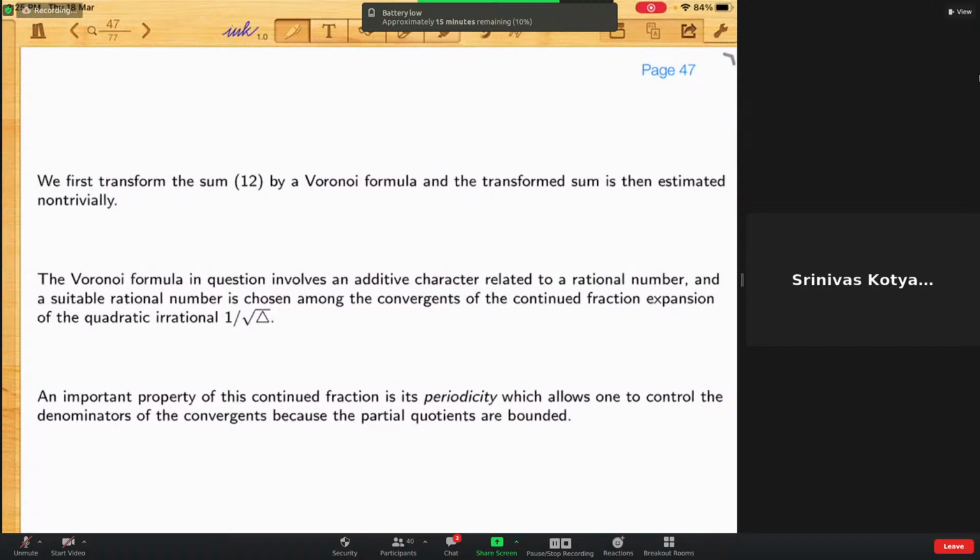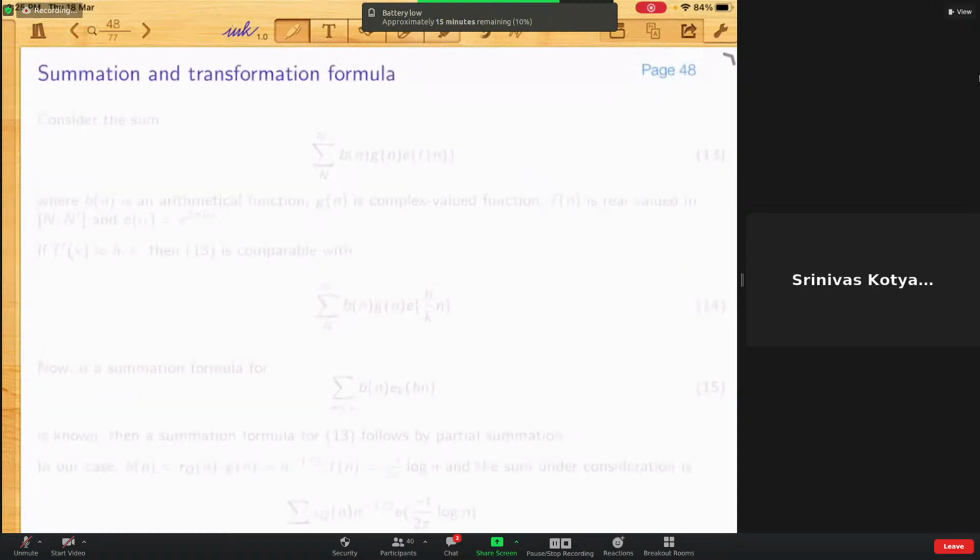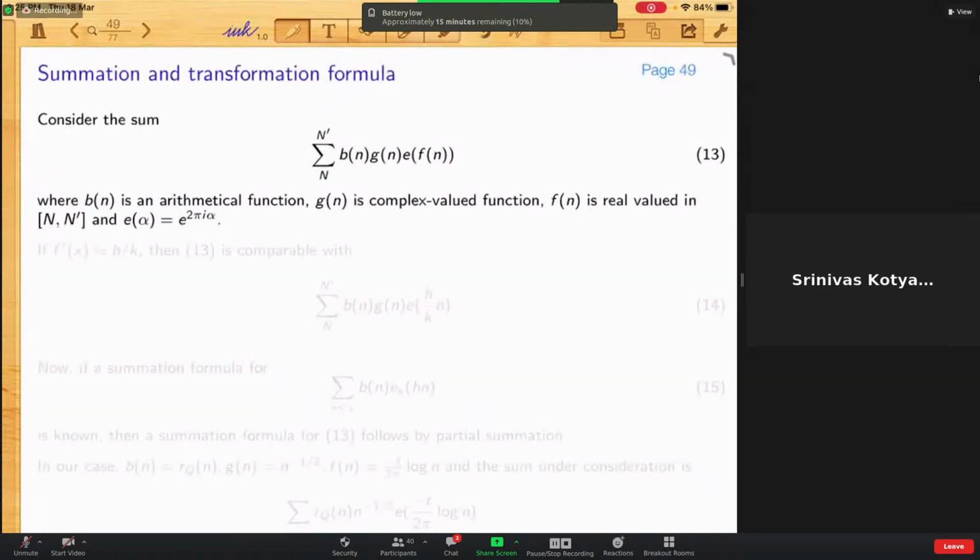And this is because for a quadratic irrational the continued fraction is periodic, which allows us to control the denominators of the partial quotients, because the partial quotients are bounded. All right. So I would like to explain a little bit about the summation and the transformation formulas that we have.